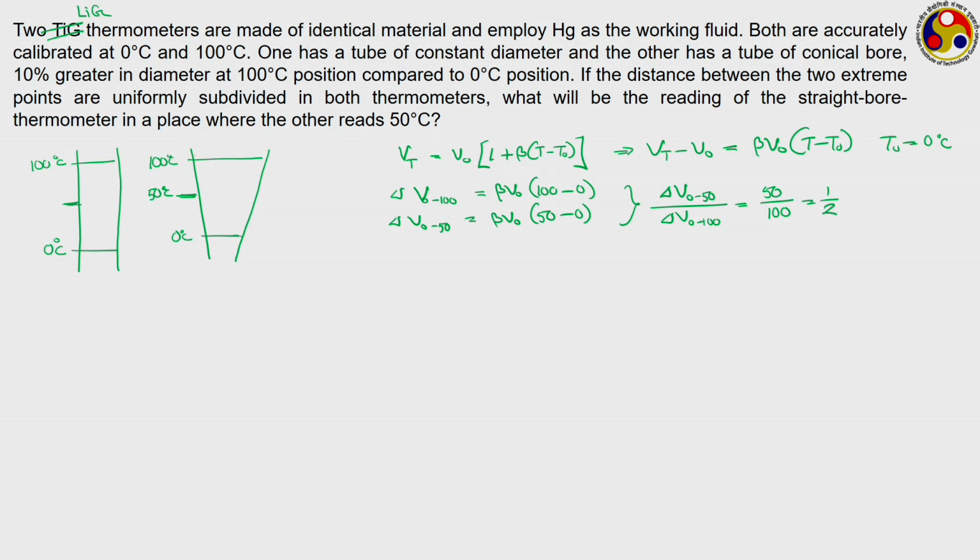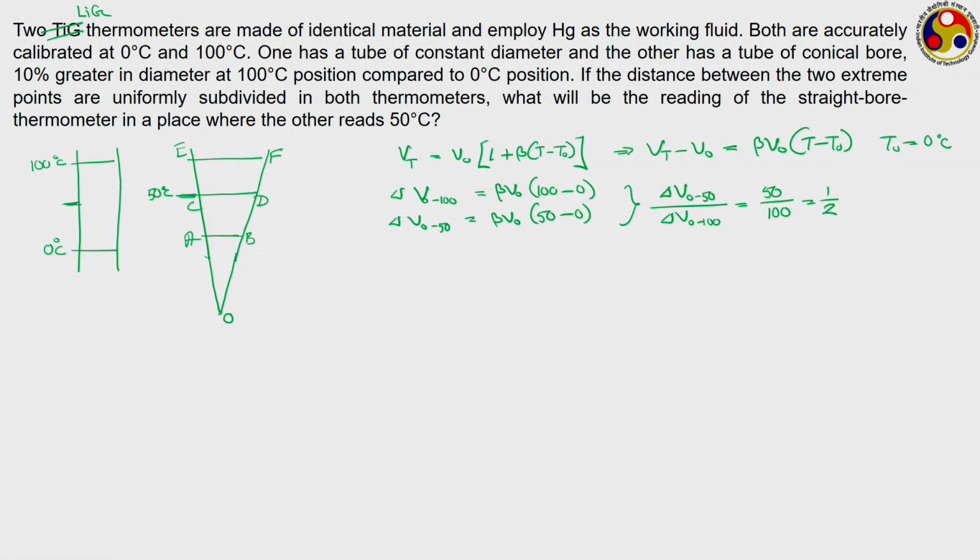So, how can we relate them? To solve this, let us expand this conical thermometer to form a hypothetical cone. Let us say this point is 0. Let me remove this. Let us say this is A, this is B. The thermometer is showing the 50 degree reading. So, correspondingly it is C, it is D, it is E, and this is F.